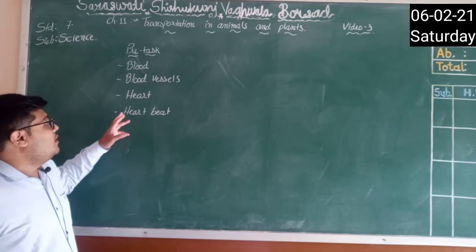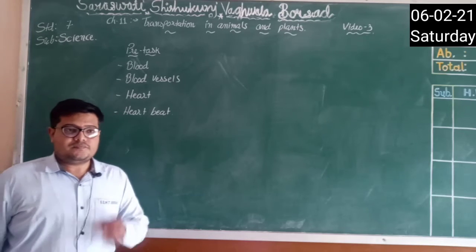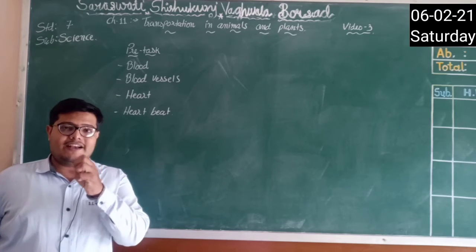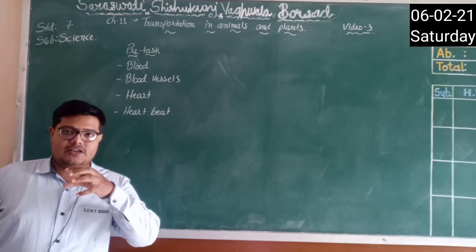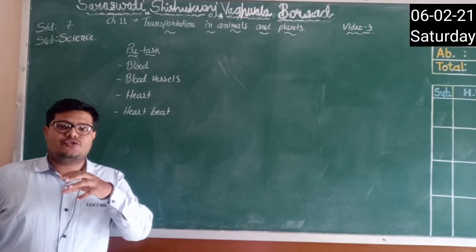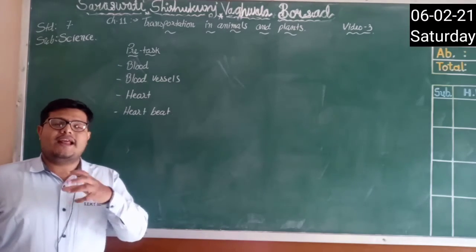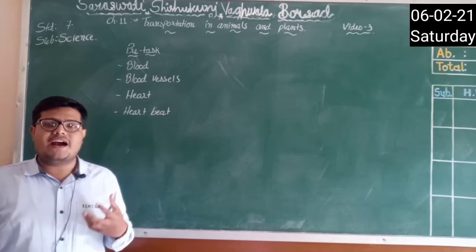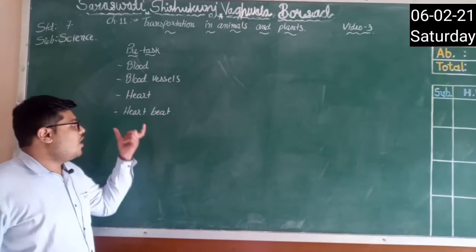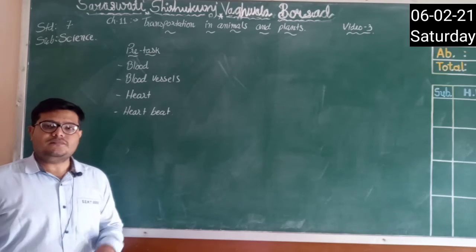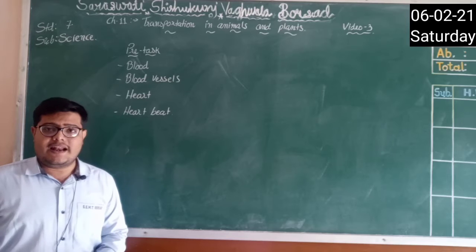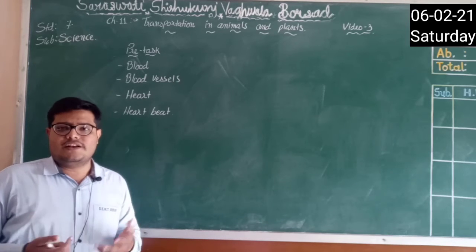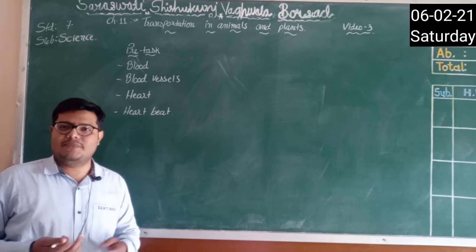The next one is heartbeat. Your heart contracts and relaxes, contracts and relaxes. During this process, the heart generates a regular, rhythmic beat, and that is your heartbeat. We also know about pulse rate. Because of the heartbeats, you get a pulse, and the number of pulses in 1 minute is your pulse rate.